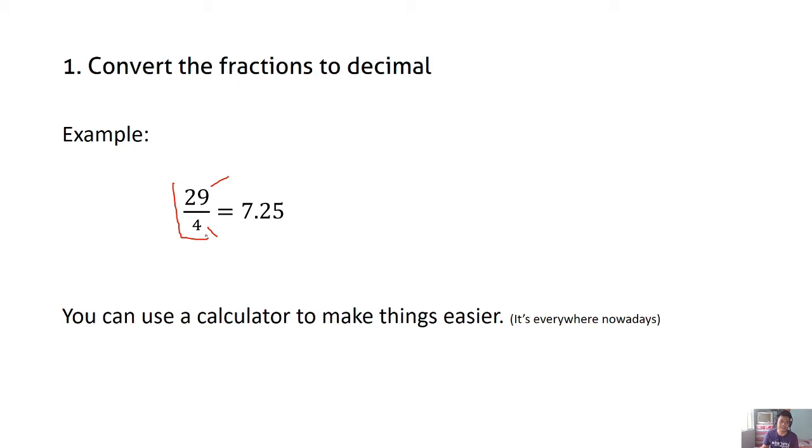You can just use a calculator to make things easier. It's everywhere nowadays. I won't be discussing in this tutorial how to convert fractions into decimal manually, because that's going to take a lot of time and there are tons of tutorials out there that you can just watch. I'll just link one in the description. If you convert 29 over 4 into a decimal number, you're going to get 7.25, and this is going to be our decimal number that we're going to convert into a binary number. So let's go to step number 2.